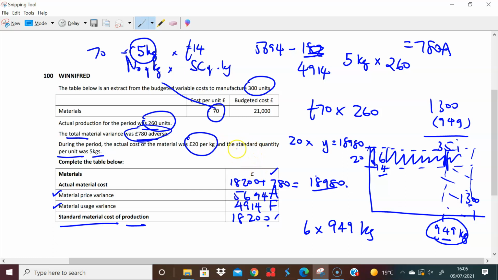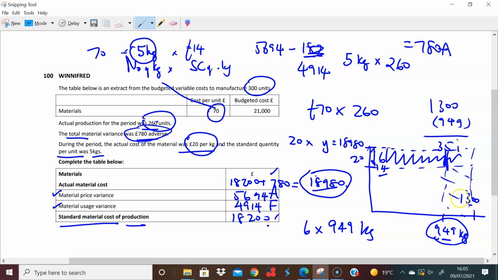And so hopefully I'll just recap on that, because I made a slight error in that discussion, but you can probably see where I was going. How did I get the actual kilograms used? Well, I got the total actual material cost here, 18,980. I know I spent £20 per kilogram, so 18,980 divided by 20 gave me 949. I know I should have spent 5 kilograms on each unit, and that's 5 kilograms times the 260 units. So 5 times 260 gives me 1,300 kilograms.